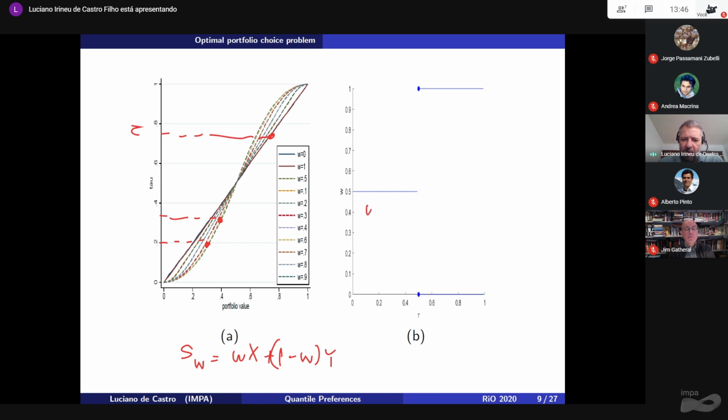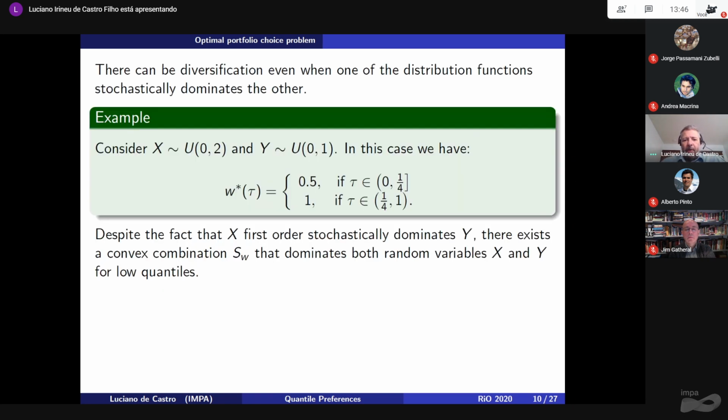This is the optimal choice. So the optimal choice for low tau, and actually for tau up to 0.5 in this case, is to mix the two assets, and then you go for one or the other, in this case 0 or 1, because they are identical. What is interesting is that this diversification can hold even if you have stochastic dominance. In this case, X first order stochastically dominates Y, but you still pick a combination of both for a small tau.